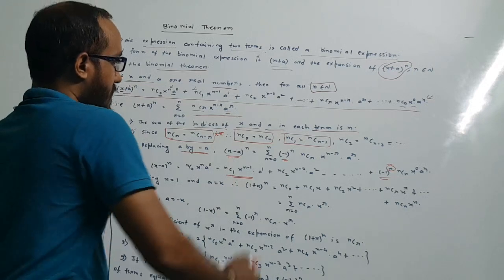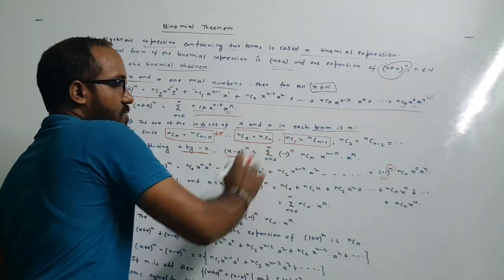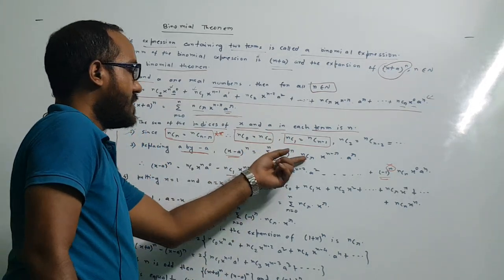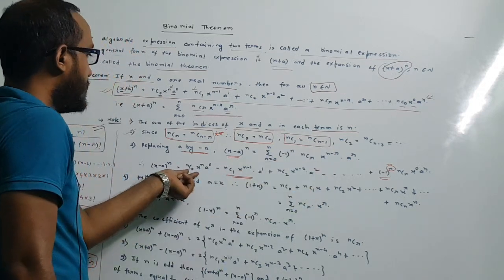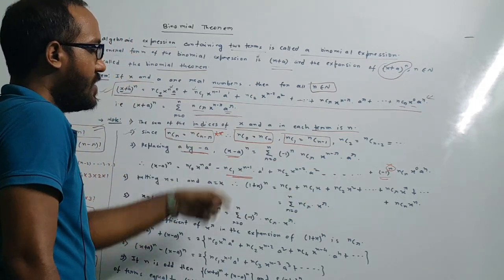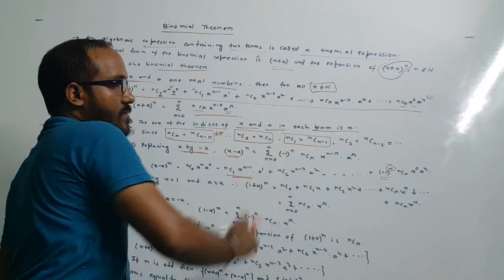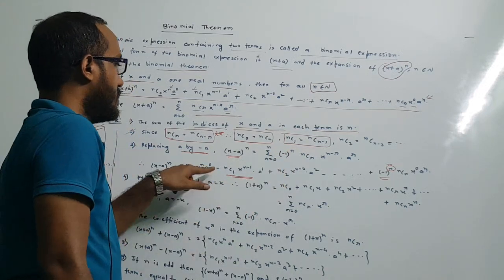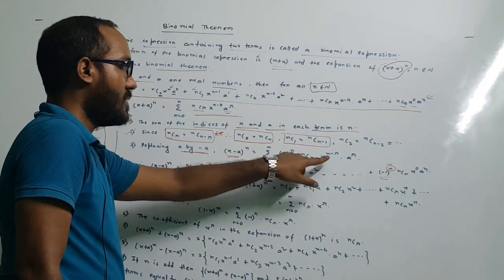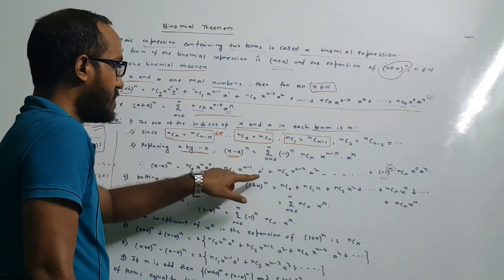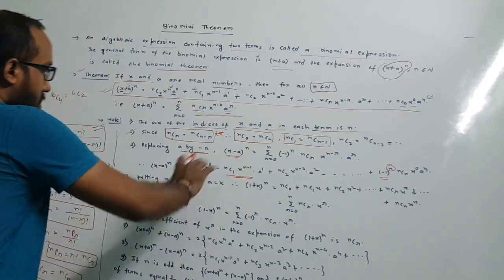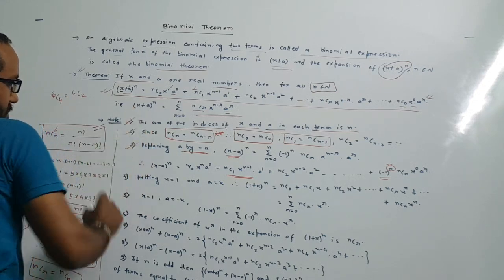Put one value, let us say r equals 0. Minus 1 to the power 0 is 1. NC0 x to the power n, a to the power 0. Next term is r equals 1. Minus 1 to the power 1 is minus 1. So minus sign, NC1 x to the power n minus 1, a to the power 1. Okay, I think you have understood this.